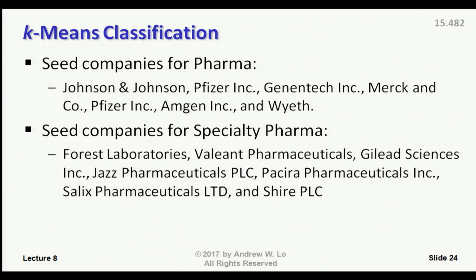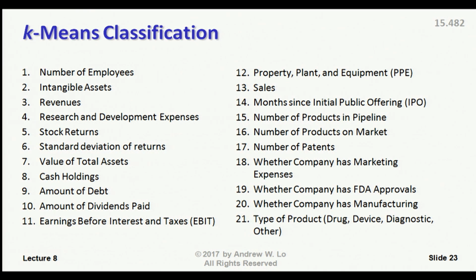For pharma companies, we said Johnson & Johnson, Pfizer, Genentech, Merck, Amgen, and Wyeth, these are all pharma companies. Oh, sorry, Pfizer's listed twice. Mistake. So we give the algorithm these companies, and it calculates the mean values for those 21 characteristics. And that's the dot for pharma.